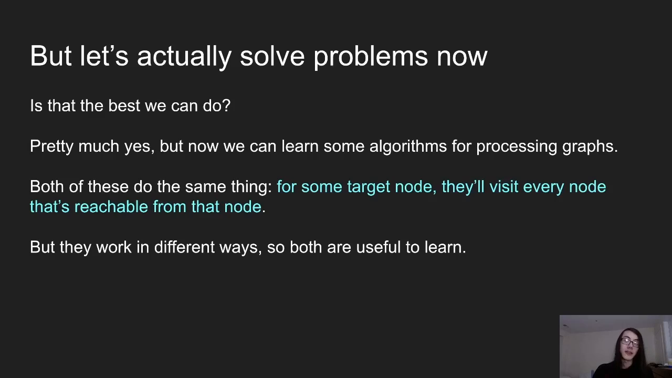There are two that I'm going to cover, and both of these ultimately do the same thing. They require you to pick some starting node or some target node, and they'll visit all the nodes that are connected to or reachable from, depending on if it's directed or not, that target node. But these algorithms work in different ways, and both of them are worth learning because one of them is more powerful and the other is more simple to code. Also, there are some algorithms where you need a specific one, so it's worth learning both of them.